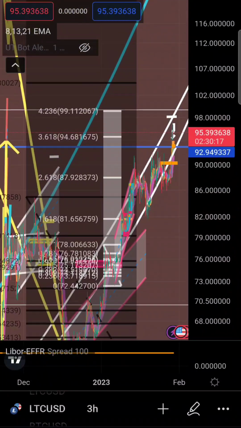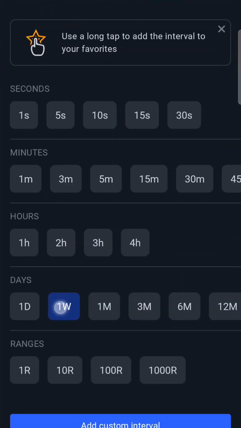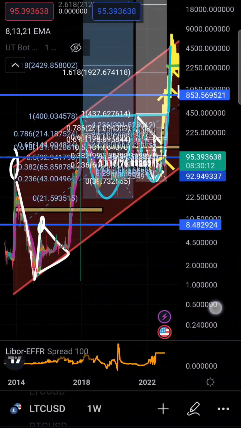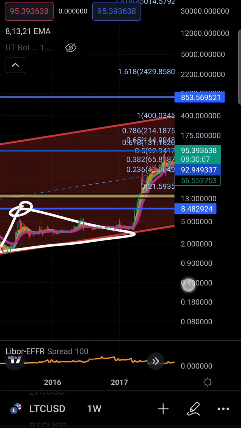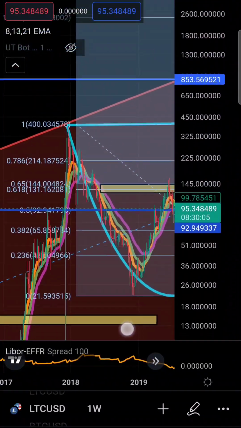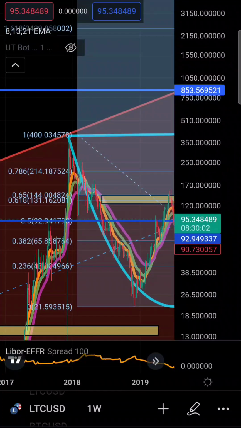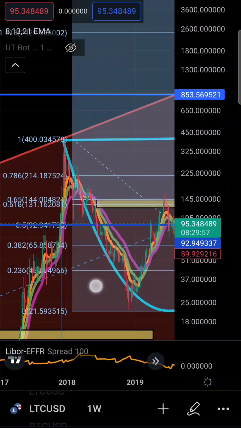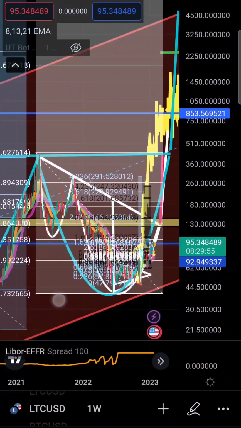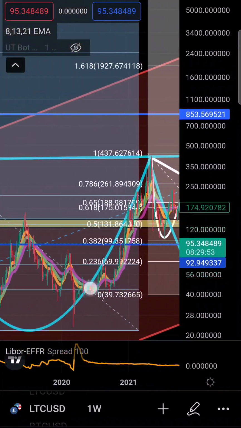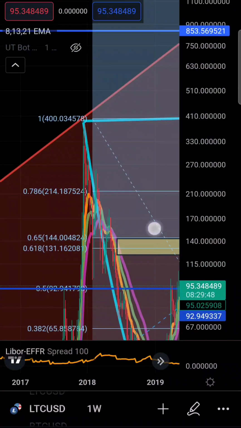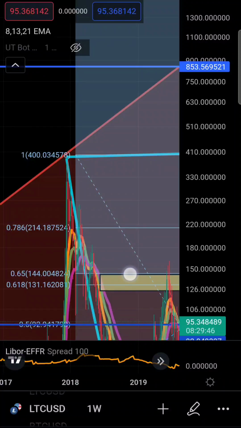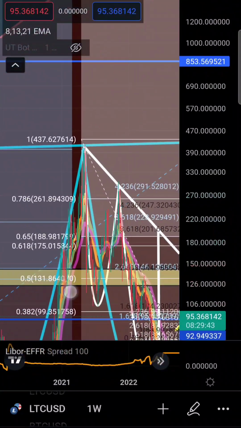Three-hour chart. Let's go to the weekly chart. Let's end this video off with this. The 0.5 fib is at $92, remember. The 0.618 is at 131. If we are able to stay above this 0.5 fib, the next target to look at is the 0.618, which is $131. Then after that, $214.